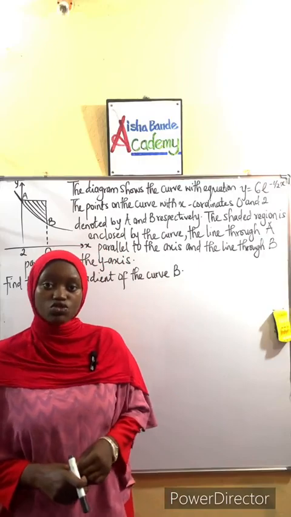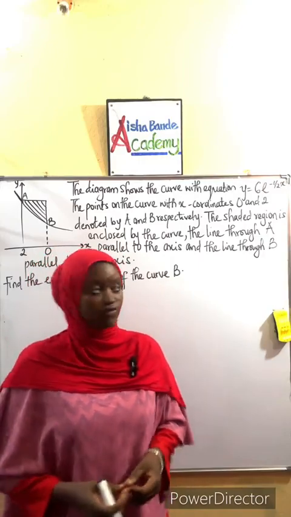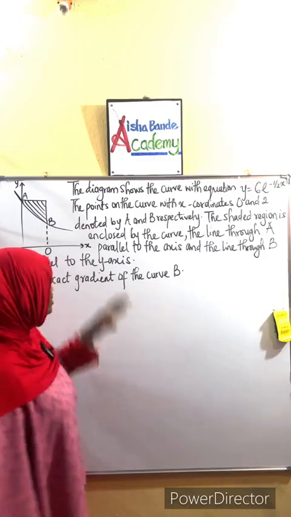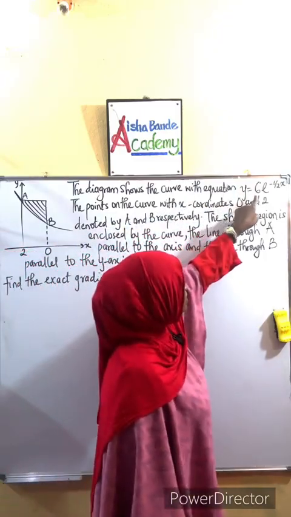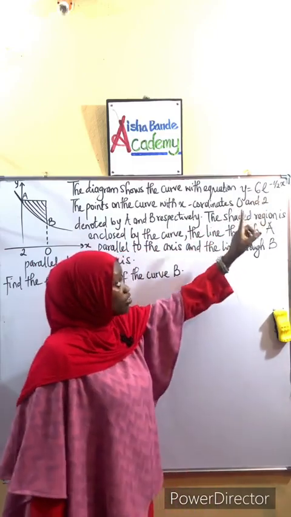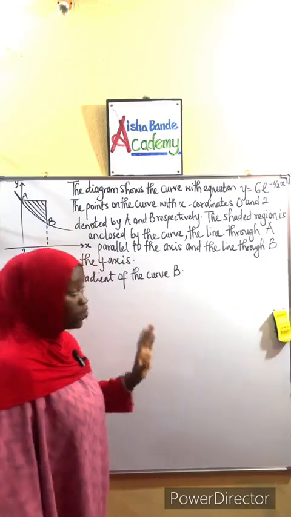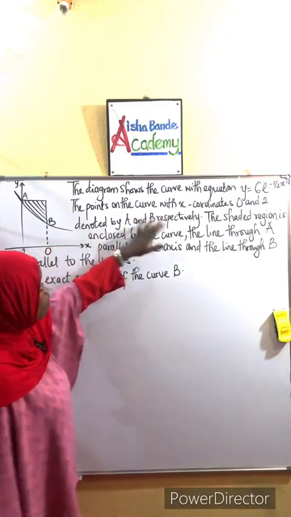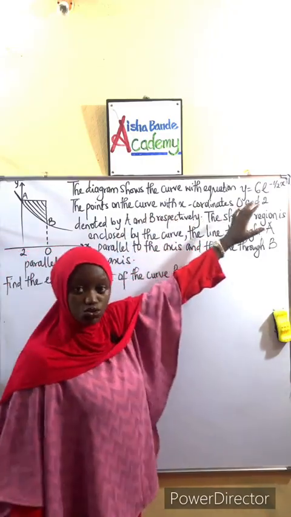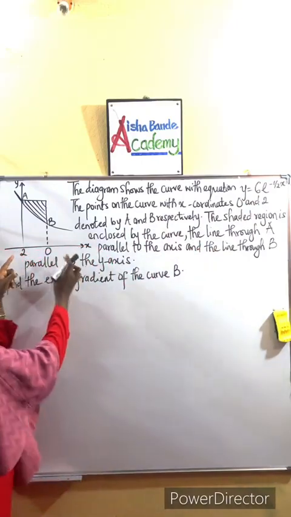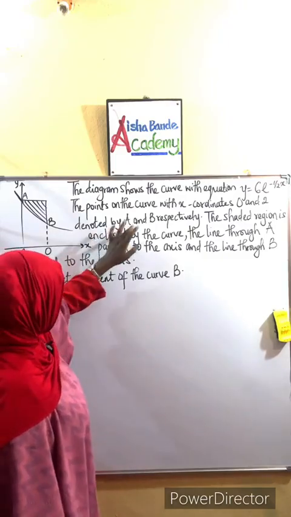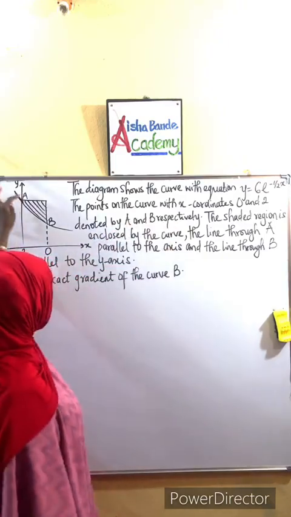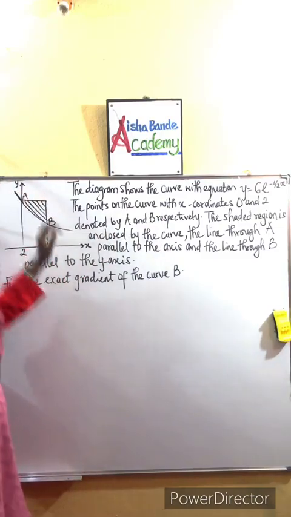So we have a question to solve, which is on the gradient of a curve. The question says the diagram shows the curve with equation y equals 6e raised to the power of 1 over 2x. That's the equation. The points on the curve with the x coordinates 0 and 2 are seen in the diagram, denoted by A and B respectively. This is the point A and the point B.